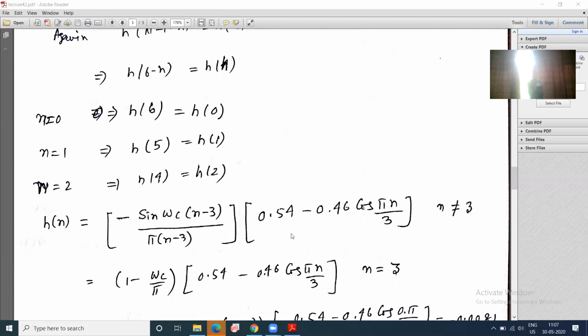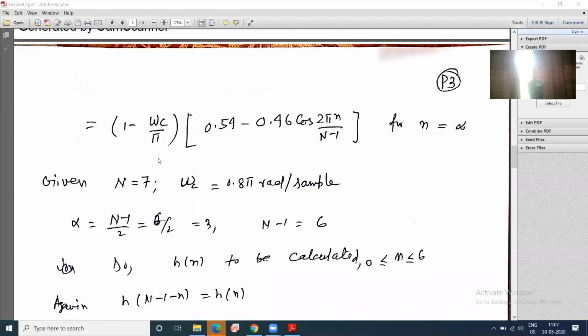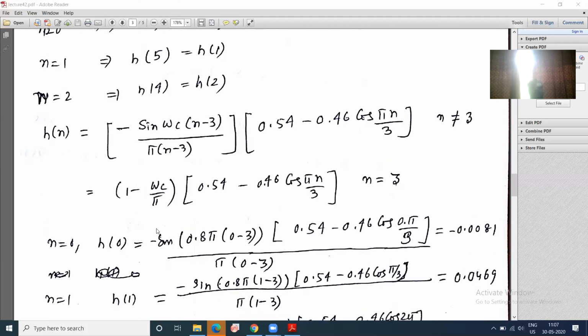The same modification in this function will apply because N minus 1 is substituted. And this becomes 0.46 plus pi by n. And for n equal to 3, this was the expression: 1 minus omega c by pi. Then I will write 1 minus omega c by pi for n equal to 3. Agreed? So ultimately, we have two expressions, h of n for n not equal to 3 and h of n for n equal to 3.